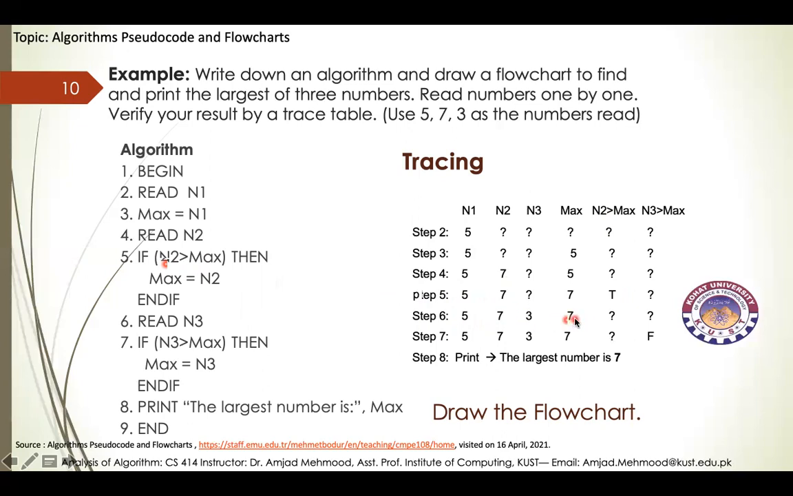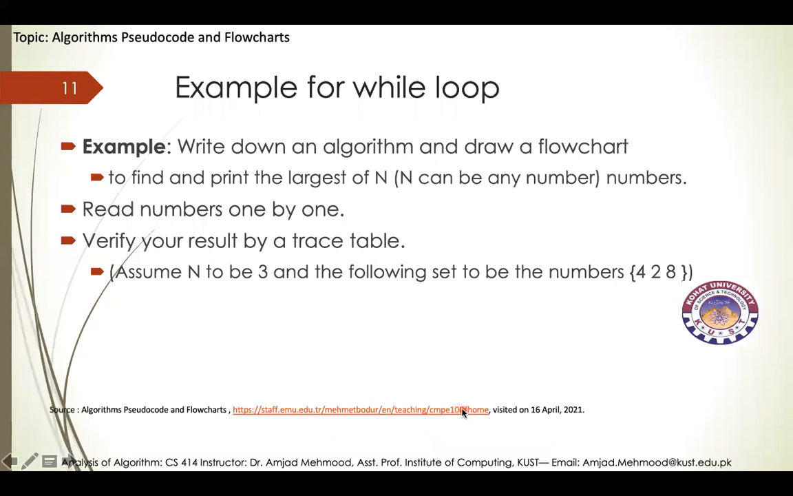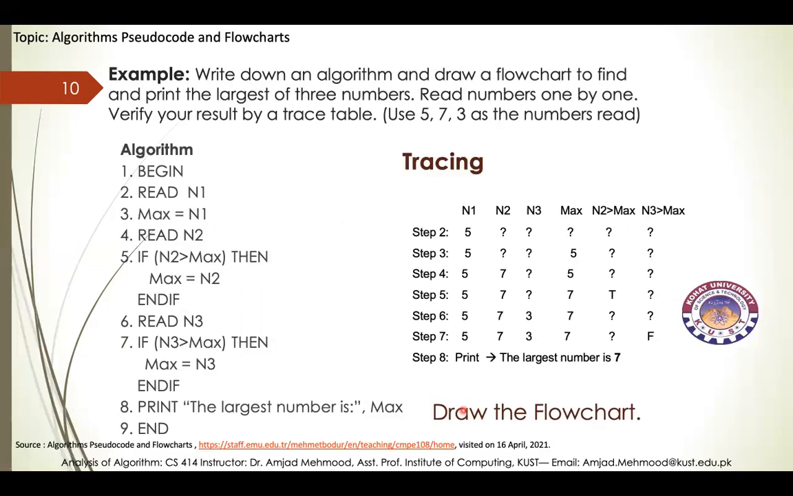Now they are checking whether n3 is greater than the maximum, which is 7. At step 7 you see 5, 7 and 3, and this condition is false. So the largest value is 7. I have just explained the algorithm and its tracing, and now it is your assignment to draw the flowchart of this program.